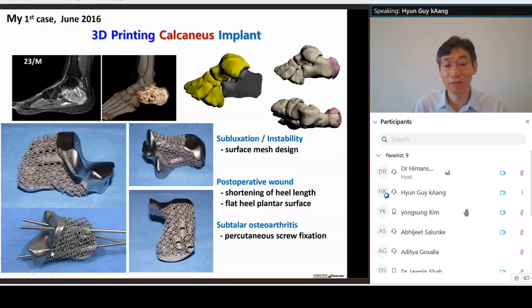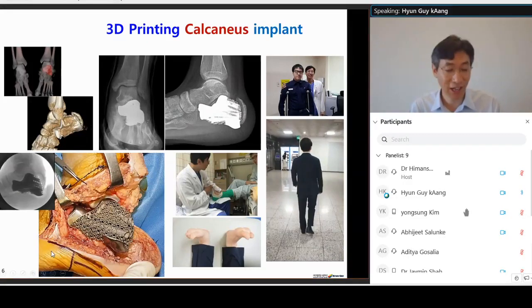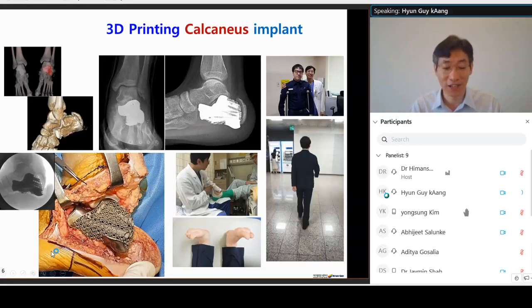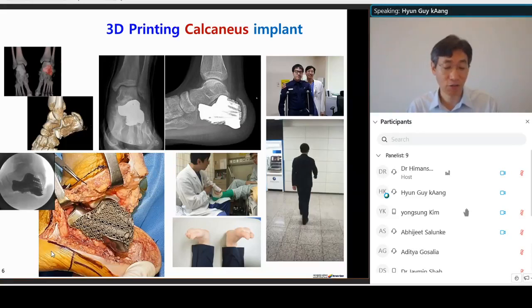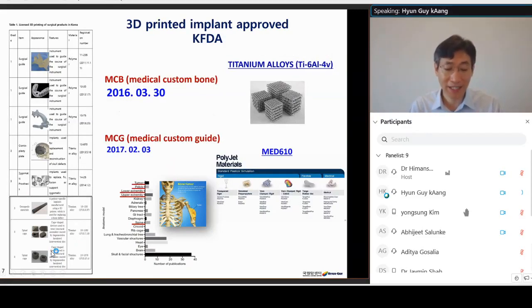I designed and considered many factors, including mechanical stability, postoperative wound problem, and future adjacent subtalar arthritis. He was in Air Force military duty service at that time. Yes, Korea had a mandatory military service period of over 2 or 3 years. 3D printing calcaneal reconstruction was successful. The Korean FDA approved the 3D printed osteo implant just before this case. However, it had been usable only in the skull and dental area from 2014 in Korea.